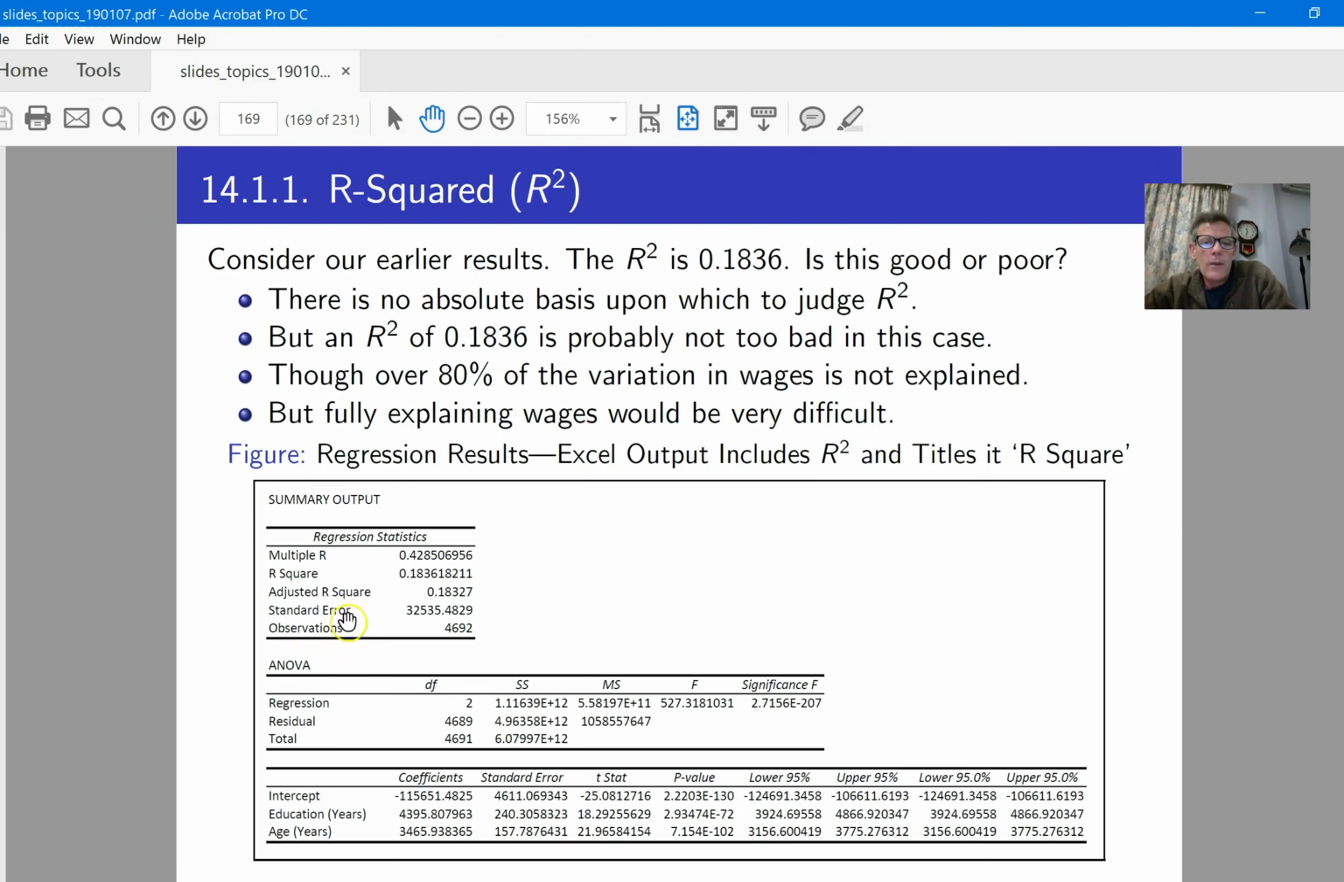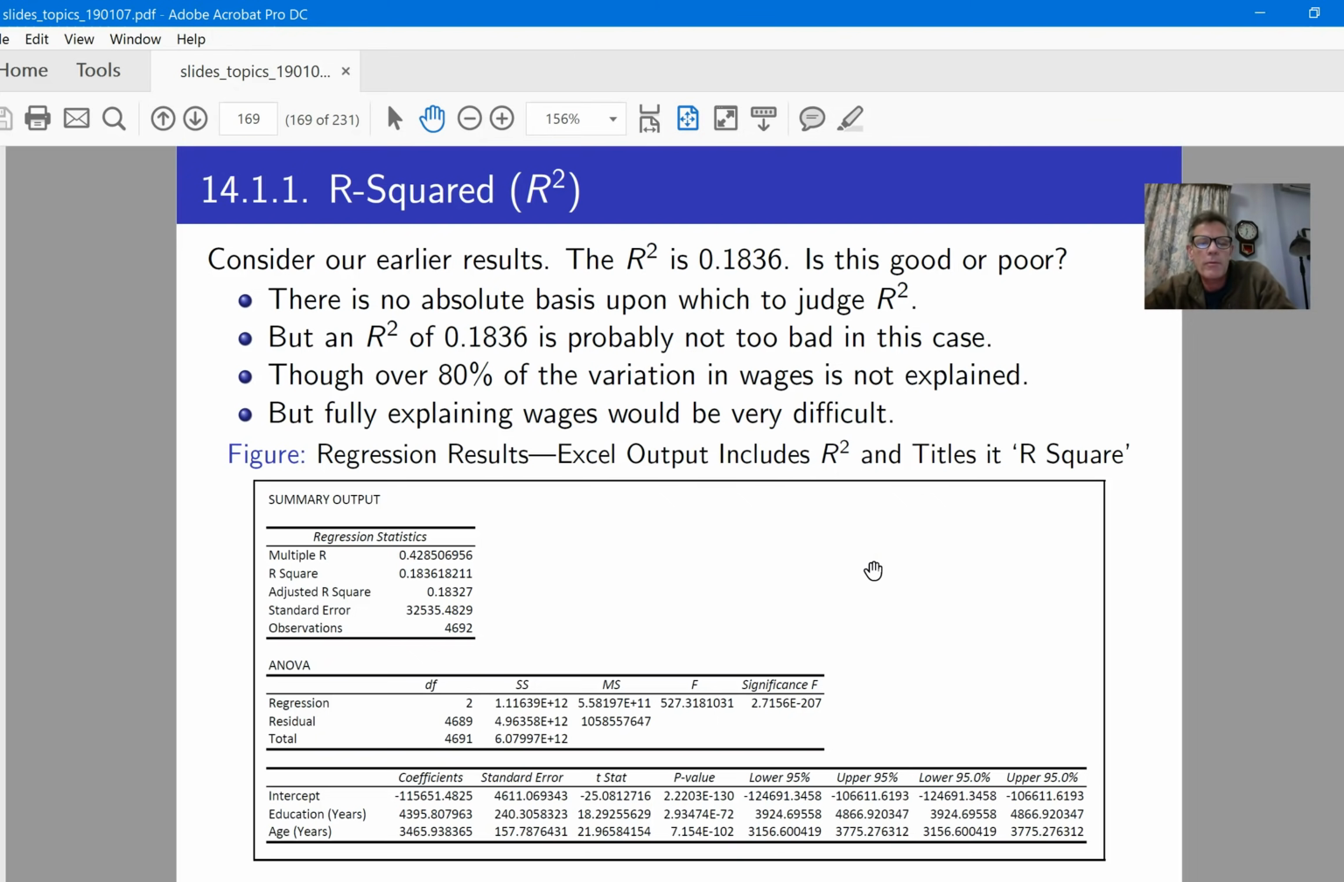So when I get, on the next page here, an 18% R squared, I'm saying that I've explained 18.36% of the variation in y with this x variable, or in this case, this set of x variables, education and age. So over 18% of the variation in people's wage income can be explained by their level of education and by their age. That's how we would interpret the R squared.